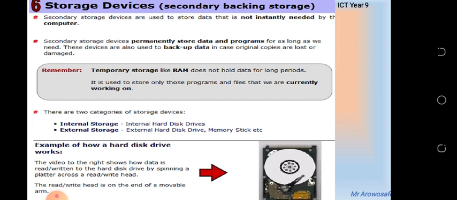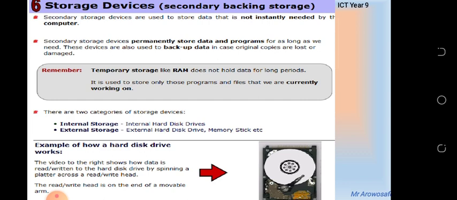So secondary storage devices permanently store data and programs for as long as we need. These devices are also used to back up data in case original copies are lost or damaged. So that is the benefit or function of using this secondary backing storage. So there are two categories of storage devices. Number 1, internal storage, which we have discussed before now. We have discussed that one last week.